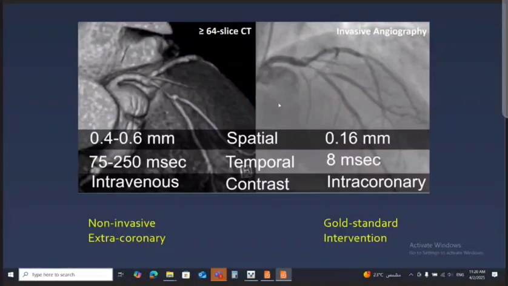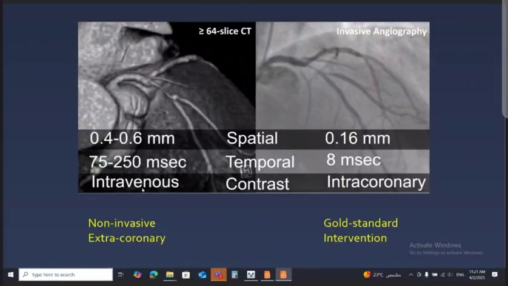Still, CT is behind conventional angiography in imaging of the coronary arteries regarding the spatial, temporal, and contrast resolution. The spatial resolution of CT has improved to 0.5 millimeter on average, while in conventional angiography it is 0.16 millimeter. The temporal resolution is about 75 milliseconds for dual source scanners, and it is 8 milliseconds in conventional angiography.